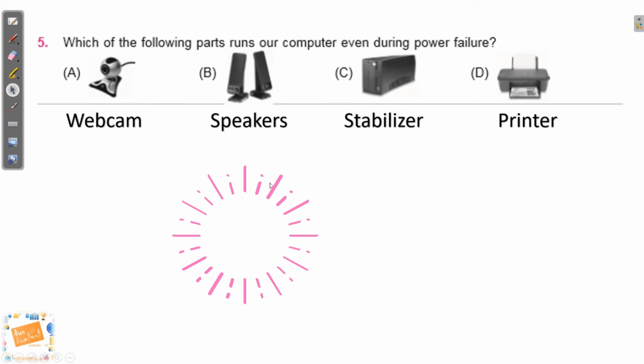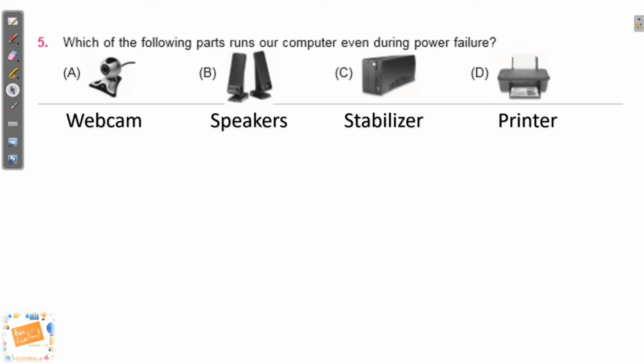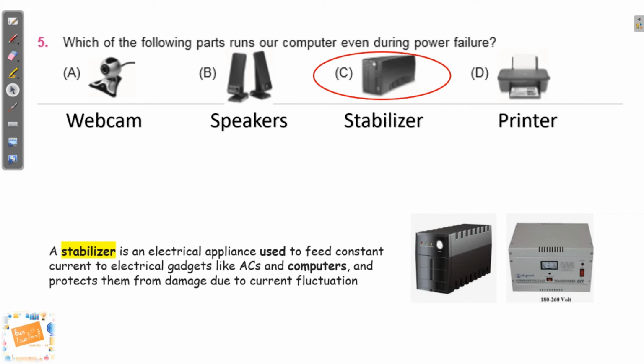Well, I hope you have your answer right. Let's look at the answer. It's option C. C is the stabilizer, which is an electrical appliance used to feed constant current to electrical gadgets like ACs, computers, even refrigerators, and protects them from damage due to current fluctuation that happens during power failure.